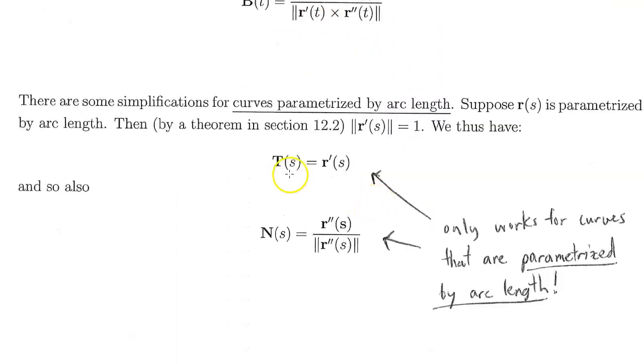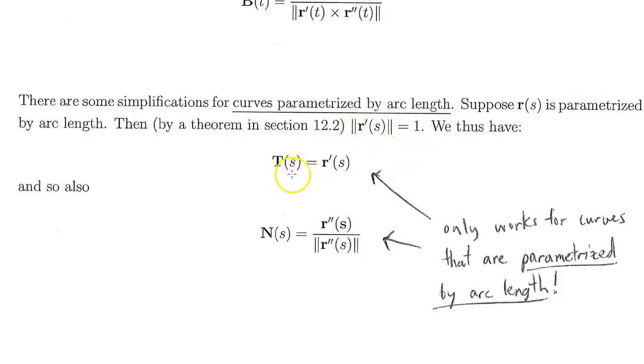Now there are some very nice simplifications for curves that are parametrized by arc length. This is very nice. So suppose R of s, and notice I've written R of s instead of R of t, because we're assuming it's parametrized by arc length. See the last video for what we mean by parameterization by arc length. So suppose R of s is parametrized by arc length, then by a theorem in section 12.2, the norm of R prime is always constant. The norm is 1.